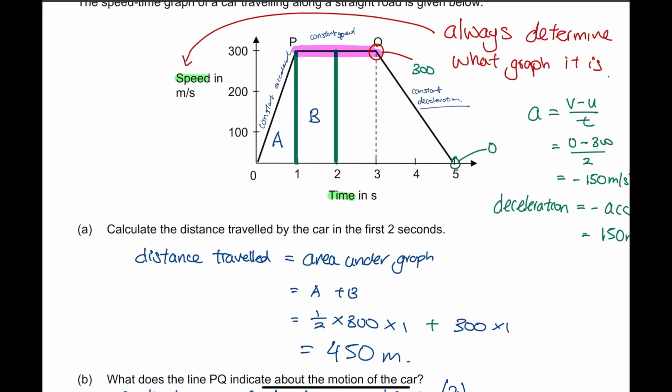Next part, they ask you for the second, so we need to mention this part also. This part down here is just a regular rectangle. It's just 1 times 300. So therefore 300 times 1. So therefore the total distance is just 450 meters, because it is the area under the graph.